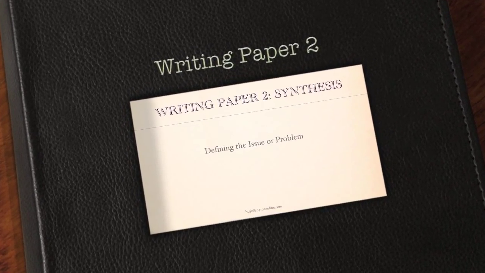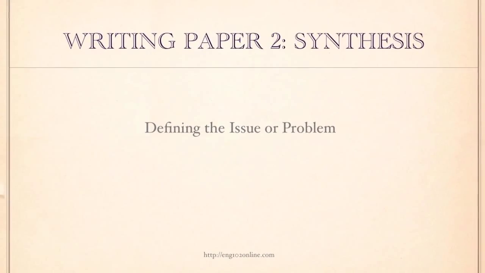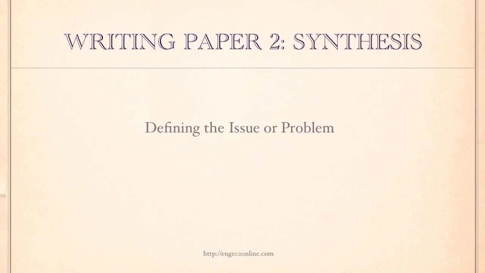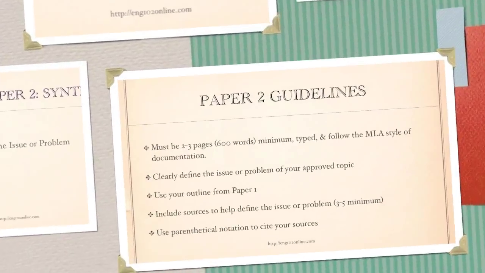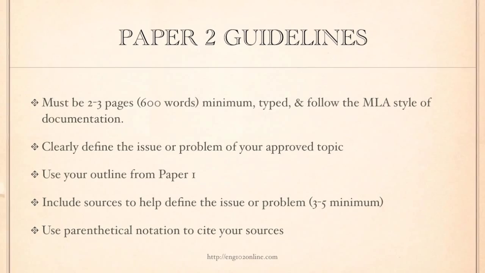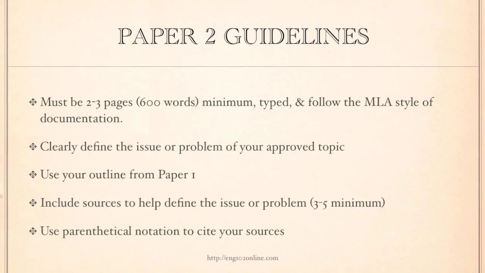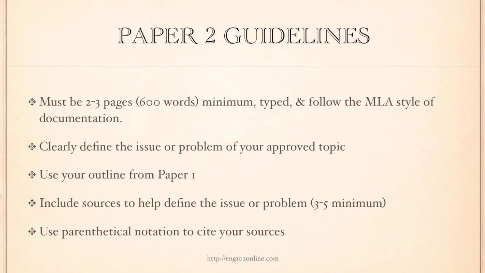Welcome to Writing Paper 2, Synthesis, Defining the Issue or Problem for English 102, Freshman Composition. Let's take a look at the Paper 2 guidelines. First off, your paper must be 2 to 3 pages in length. That's 600 words minimum. It needs to be typed, and you need to follow the MLA style of documentation.